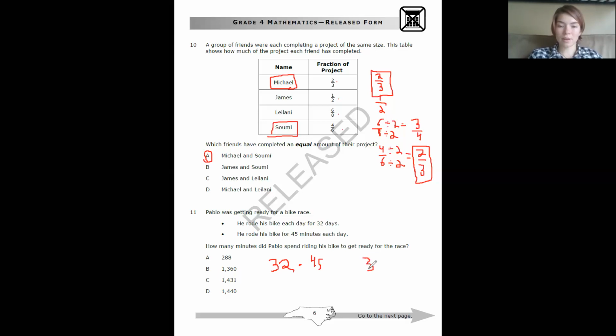Now to do 32 times 45, we're going to set it up like this. 5 times 2 is 10, 0, carry the 1. 5 times 3 is 15, plus 1 is 16. Bring a 0 down. 4 times 2 is 8. 4 times 3 is 12. And if we add that all together, we get 0, 6 plus 8, 4, carry a 1. 2 plus 1 is 3, plus 1 is 4. And then bring this 1 down. So 1,440 is going to be our solution.